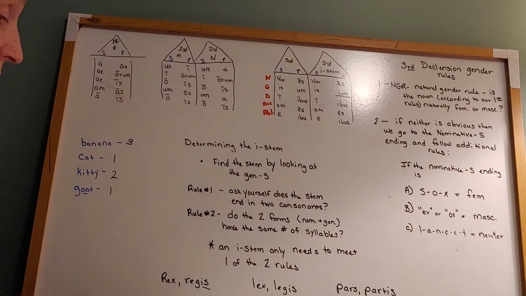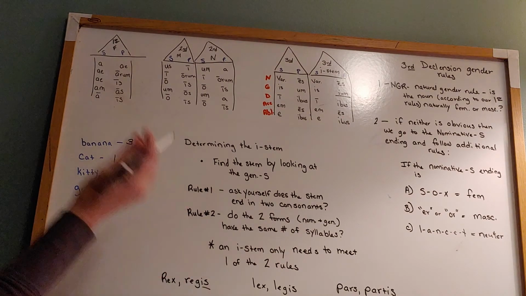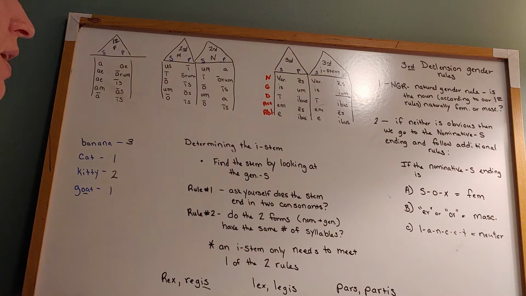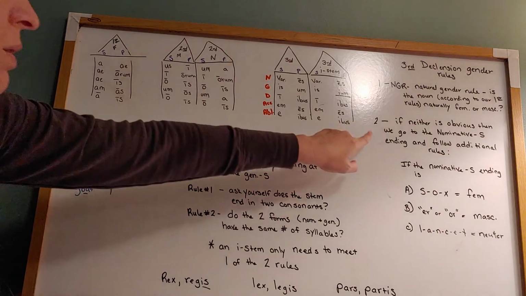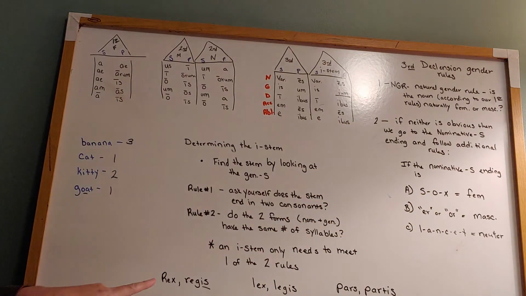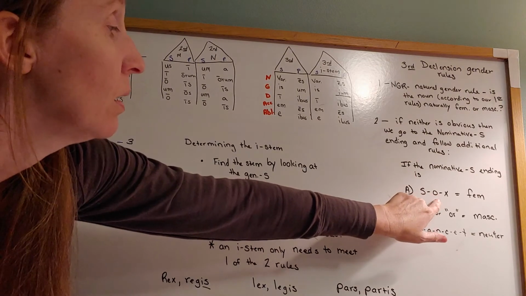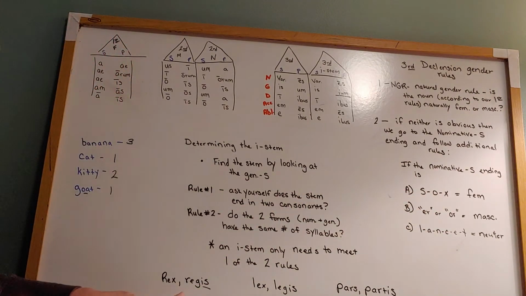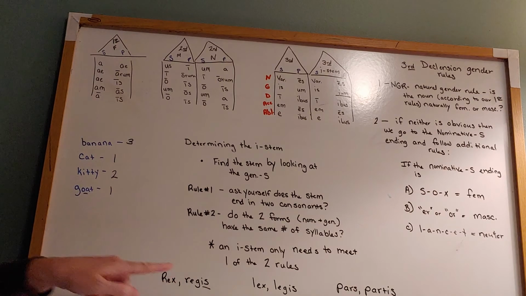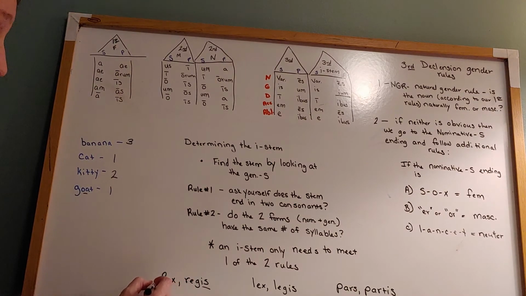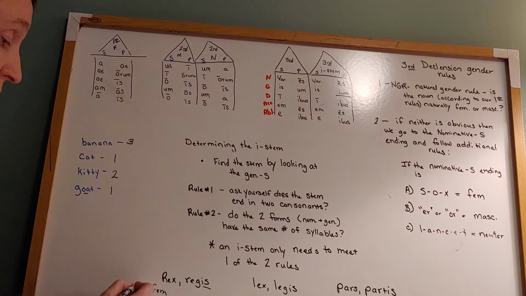Then I have to determine the gender. All right, so if I'm going to determine the gender of Rex or Regis, I'm going to have to follow these rules over here. My nominative singular is X. And so I'm looking here, and the ending is an X. The ending here is an X. So that tells me this is feminine. And we know it's third.